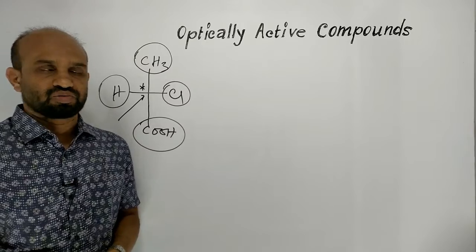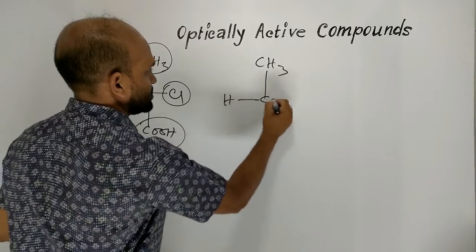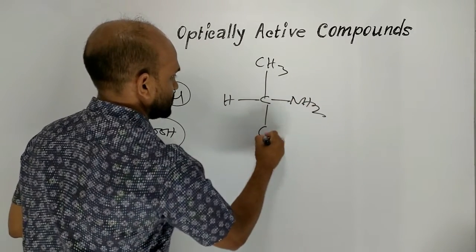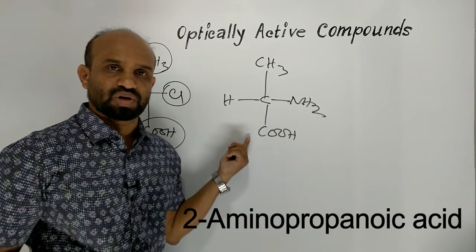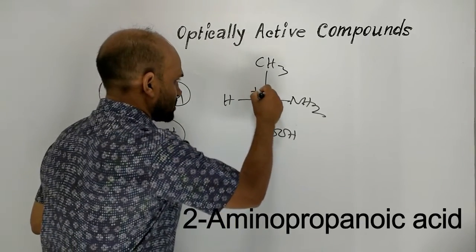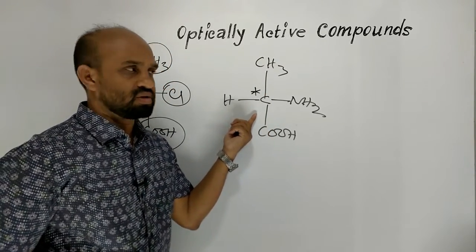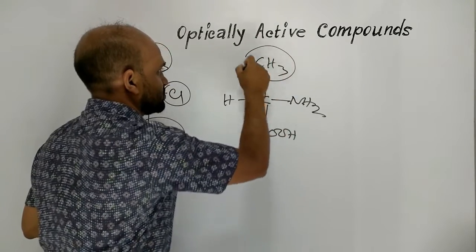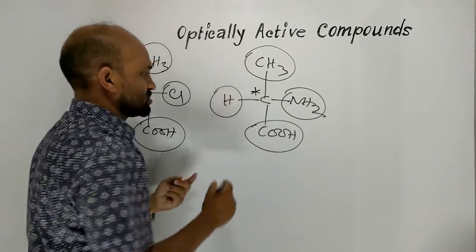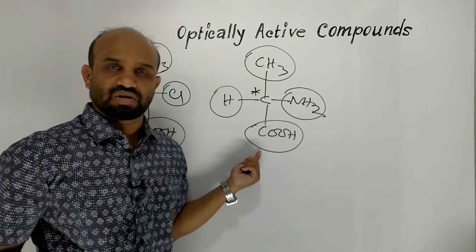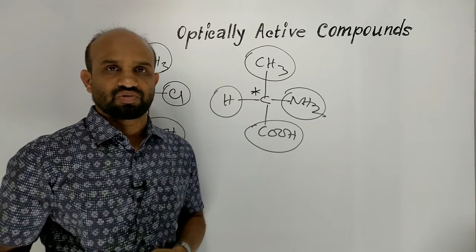Let's write another compound. CH3, C, H, NH2, COOH. This is 2-aminopropanoic acid. Here this carbon is a kind of chiral carbon or asymmetric carbon. Here the 4 groups are methyl group, amino group, carboxyl group, and this is hydrogen. So it's a kind of chiral compound. That is why it is optically active compound.